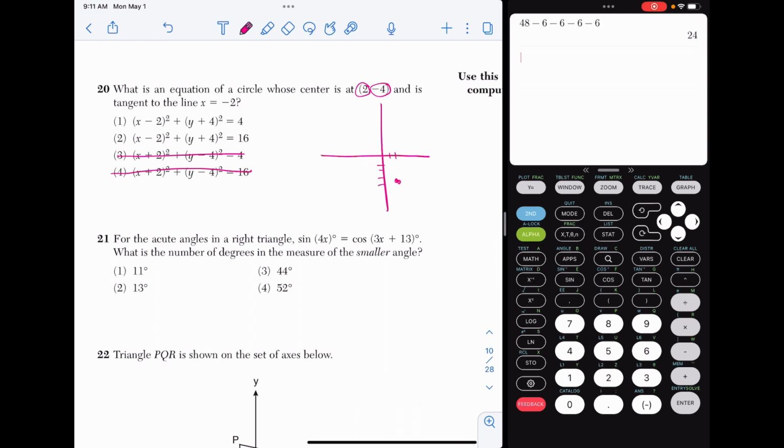And it's tangent to the line x equals -2. So that is a vertical line at -2. And if it's tangent, that means the circle is just touching that line. So if I look at where it crosses that line to the center, that's our radius, and that gives me 4 as the radius. Putting that in the equation would give me 16, since the formula for center radius form of a circle has radius squared at the end.